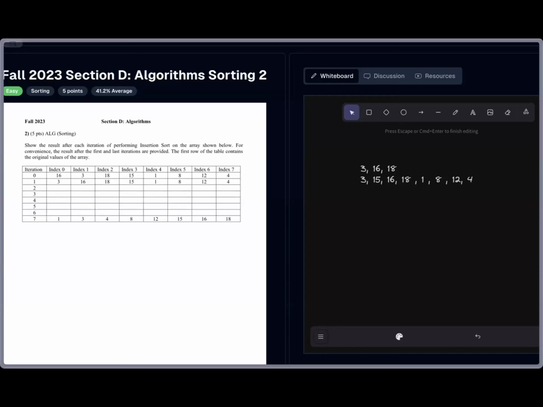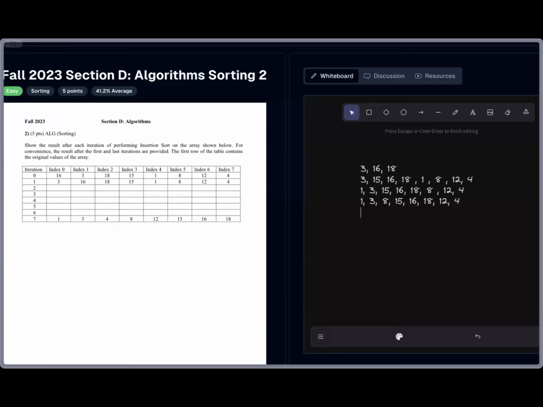All right, next iteration, we're inserting 1. 1 is less than everything in our sorted array currently. So we got 1, 3, 15, 16, 18, and then we have 8, 12, 4. Next, we're going to insert 8. 8 is going to be less than all of these, greater than 3. So we're going to have 1, 3, 8, 15, 16, 18, 12, 4.